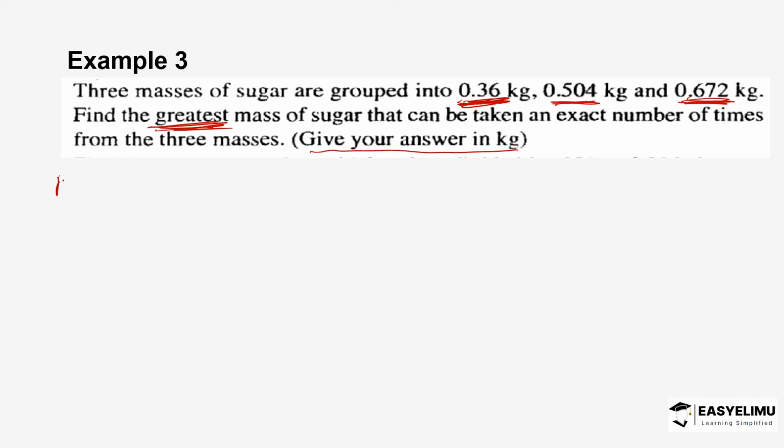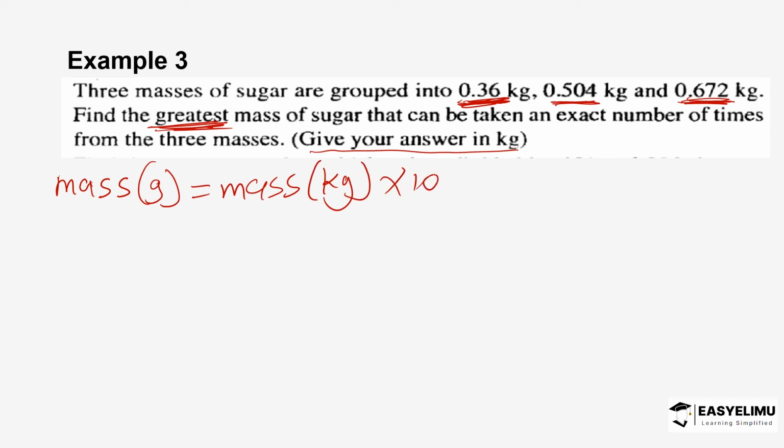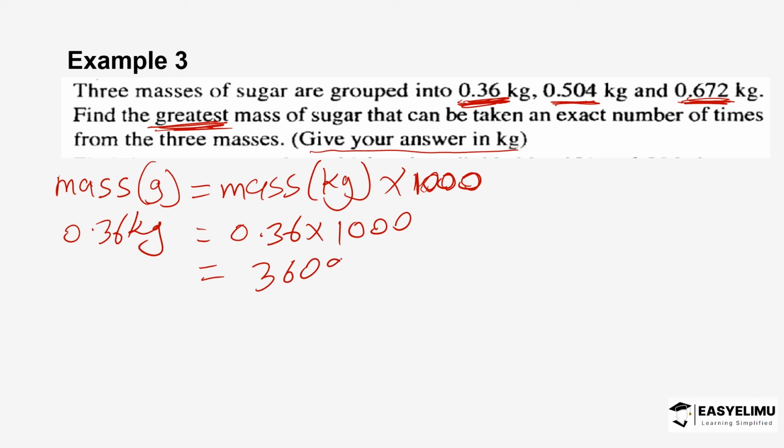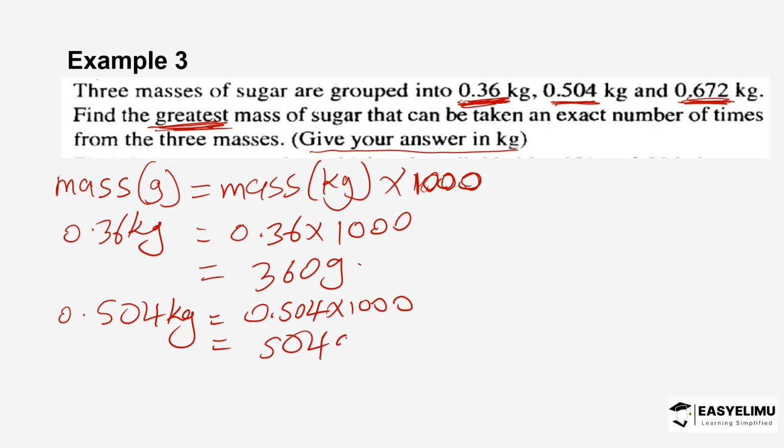So mass in grams is equal to mass in kilograms times 1000. This is a formula that can help you convert the masses that are given from kilograms to grams. So the first one there, 0.36 kilograms should be equivalent to 0.36 multiplied by 1000, and this is giving us 360 grams. How about 0.504 kilograms? This is 0.504 multiplied by 1000, and that is giving us 504 grams.